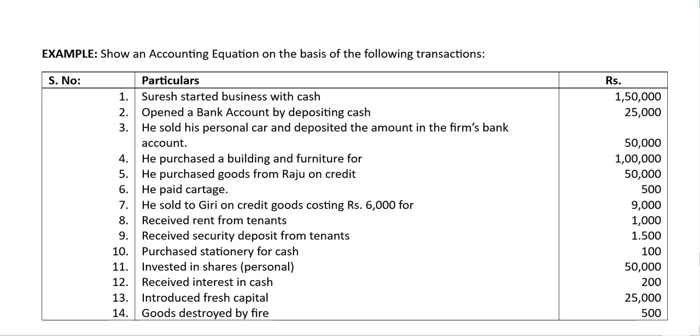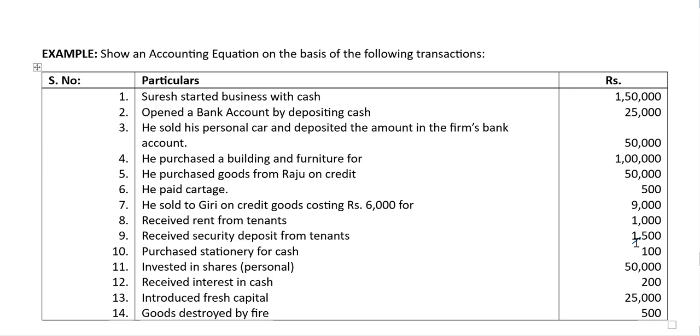Fifth transaction, he purchased goods from Raju on credit rupees 50,000. Sixth transaction, he paid cartage rupees 500. Seventh transaction, he sold to Giri on credit goods costing 6,000 for rupees 9,000. Eighth transaction, received rent from tenants rupees 1,000. Ninth transaction, received security deposit from tenants rupees 1,500.